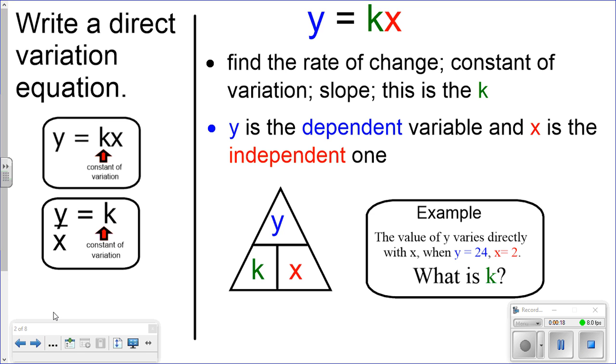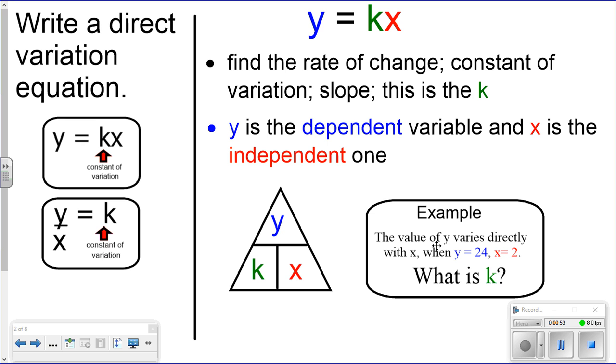So to write a direct variation equation, it looks like y equals kx. So we have to find the rate of change or the constant of variation or slope. This is all the k. This is what keeps happening over and over and over. The y is the dependent variable and the x is the independent. So I have this triangle here, which you probably have seen in science class, which says that y equals k times x, which means that to find x, you can take y divided by k. If you need k, take y divided by x.